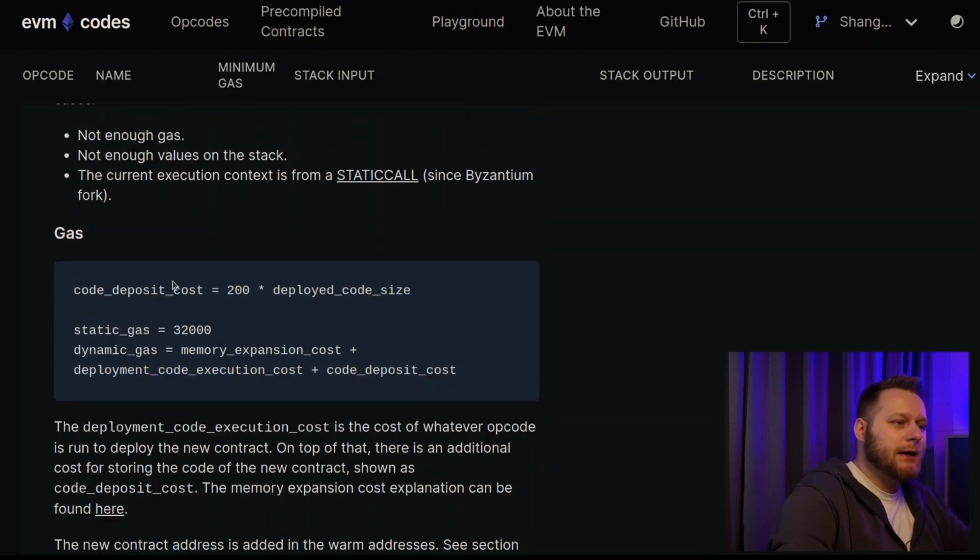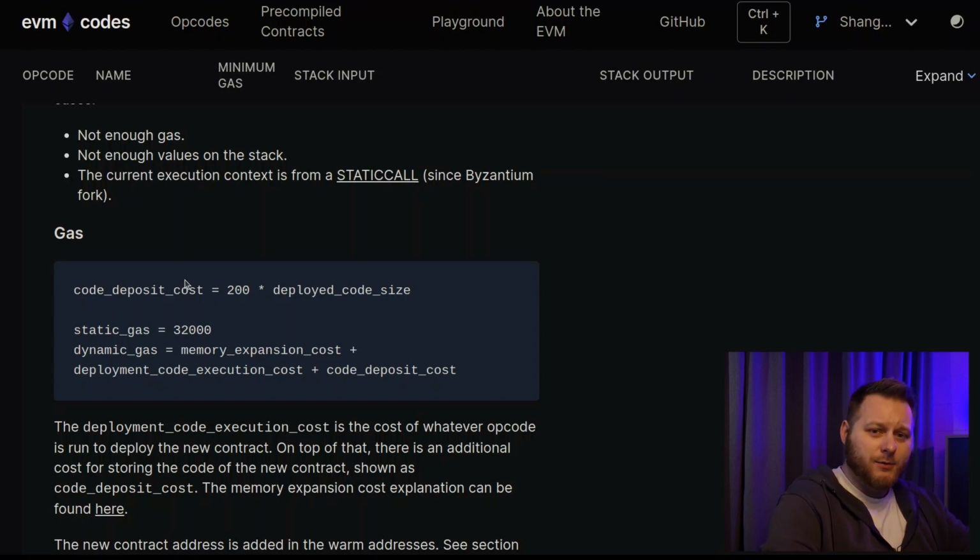You can see here that the deposit cost is not that big in relation to the code size and in relation to SSTORE. For example, if you want to store something, you have to pay up to like 20-something K gas. And here you are only paying 200 times the deployed code size. So if you want to store something really big, after some time, the creation of a new contract and reading the contract may be cheaper than actually storing it in storage. And this is actually what SSTORE2 and SSTORE3 do.